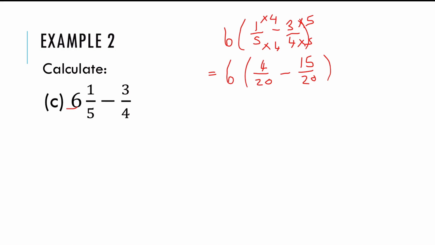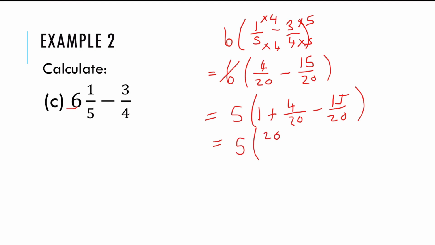4 take away 15 is going to give me a negative number, which I don't want. I'm going to borrow 1 back from the 6 to make that a 5 and take a whole 1 inside the bracket. I'm going to express that 1 as 20 over 20, so it matches the other two fractions. 20 plus 4 is 24, take away 15 is 9, so my answer is 5 and 9 over 20.